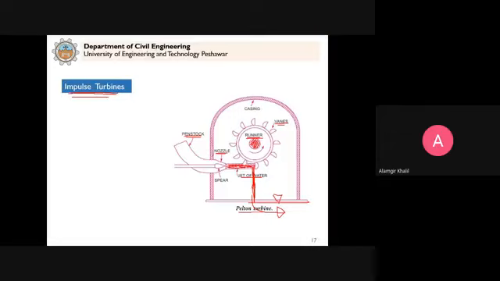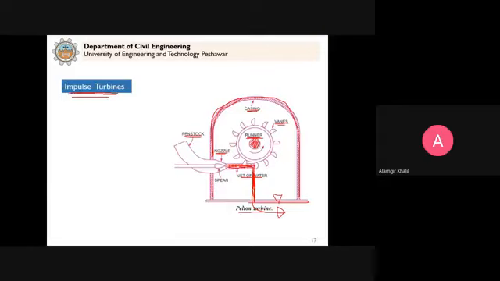To protect against that, this casing is provided. Just for protection purposes, this casing is provided. Otherwise, even if we do not have the casing, the turbine will still work. So this casing is just provided for protection against the splashing of water, because the high speed jet will strike the vanes or blades and produce splashes of water. To protect against that, this casing is provided.